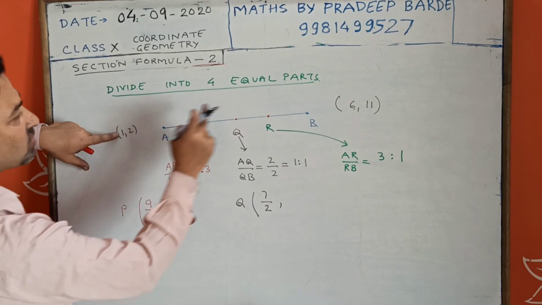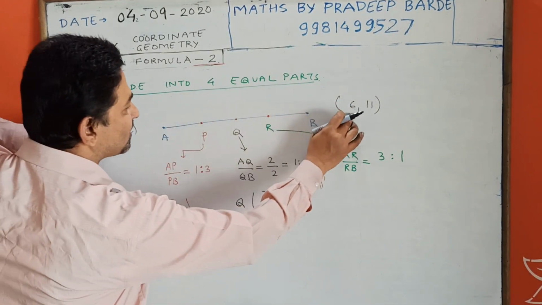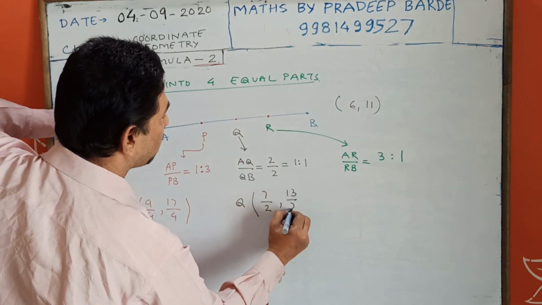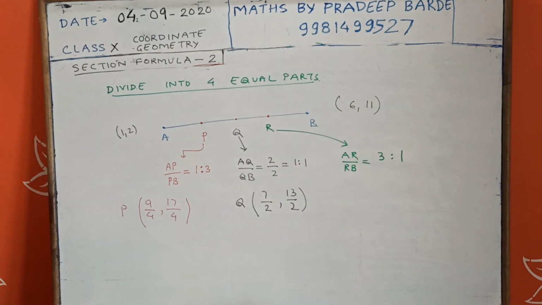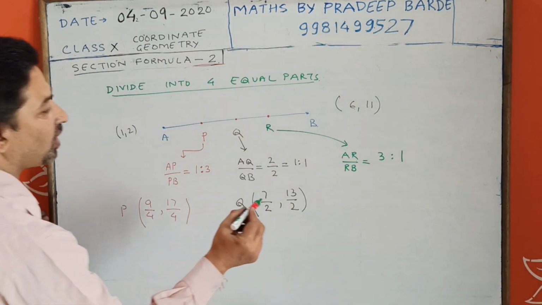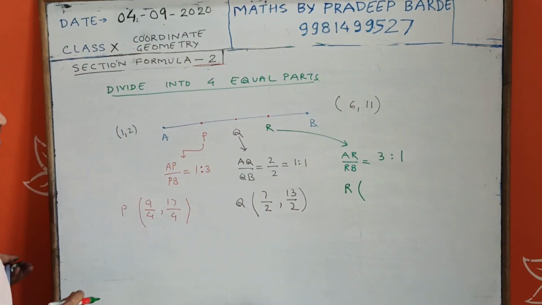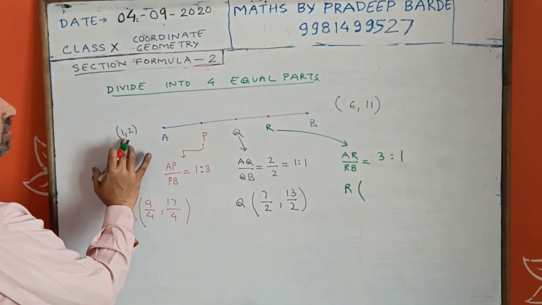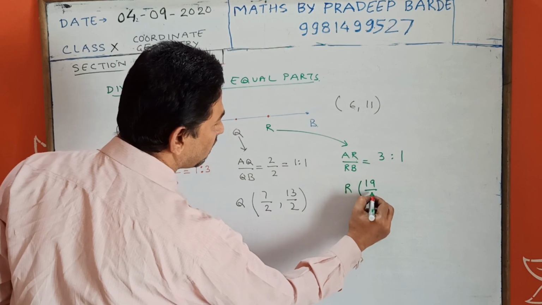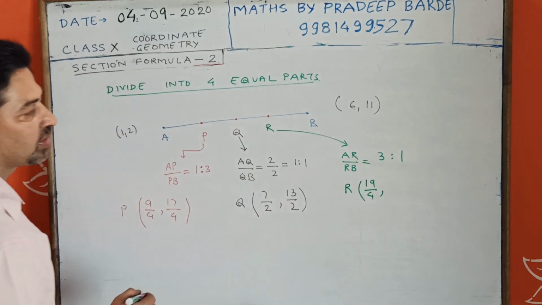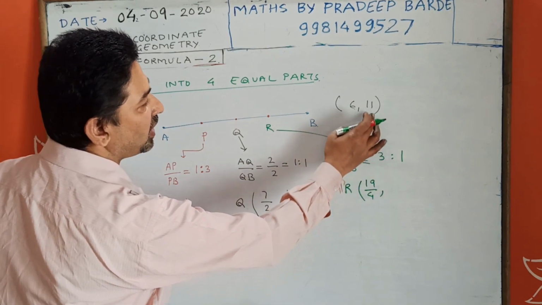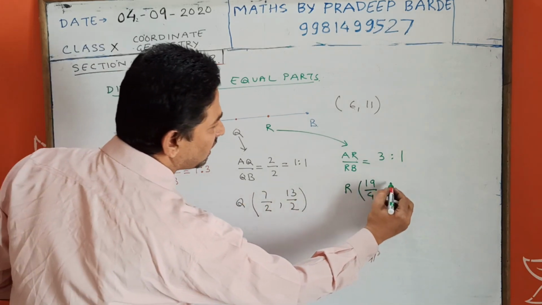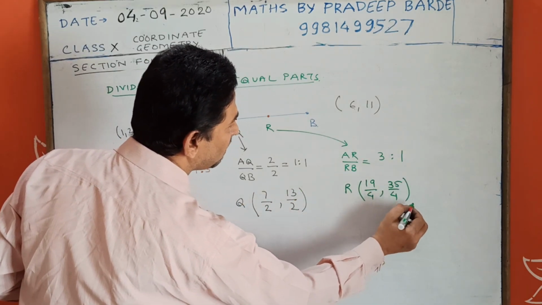और ऐसे भी देखिए x1 plus x2 upon 2. 1 plus 6, 7 upon 2. और दूसरा आएगा 2 plus 11, 13 upon 2. This way we get the coordinates of Q. And for the coordinates of R के कोऑर्डिनेट्स के लिए फिर से सेक्शन फॉर्मूला लगाते हैं. 3 into 6, 18, plus 1 into 1, 19. 18 plus 1, 19 upon 3 plus 1, that is 4. And the y coordinate will be 3 into 11, 33, plus 1 into 2, 2. 33 plus 2 is 35. So 35 upon 3 plus 1, 4.